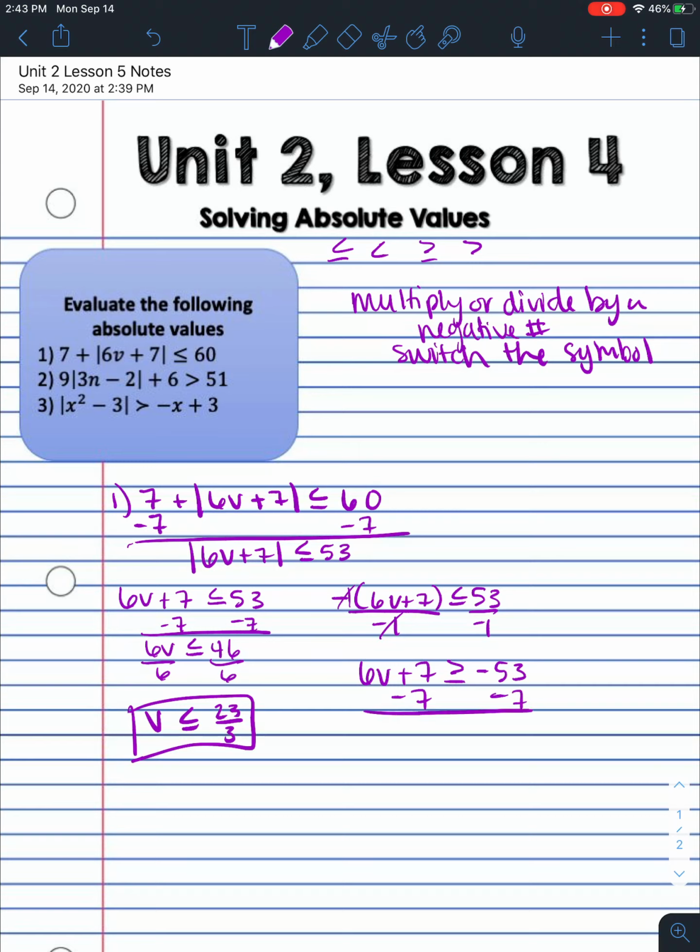Okay, so I can subtract 7. That leaves 6v is greater than or equal to negative 60. Divide by 6, and v is greater than or equal to negative 10. So there's my two solutions for number 1.